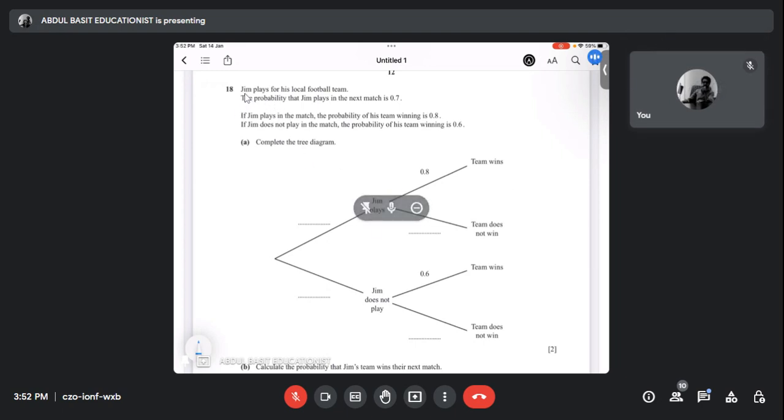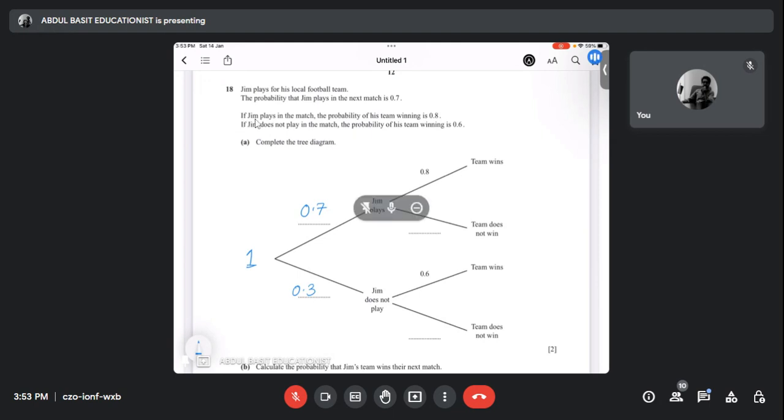The question is that Jim plays for his local football team. The probability that Jim plays in the next match is 0.7. Okay, that the Jim plays the match. So it means that total probability is 1. If Jim plays the match, it is 0.7, he is not playing is 0.3. Agree, everybody?